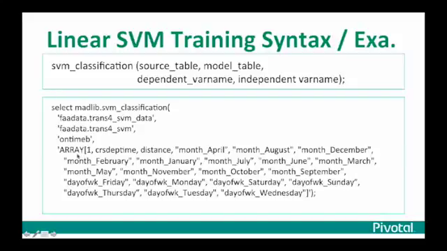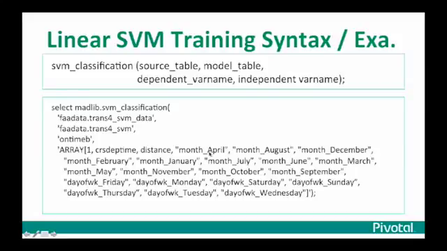Note that the variable list, or the independent variable list, uses an array. This may differ slightly from how you specify variable list in other MADlib algorithms. Also note the dummy variables such as month_April. And note that these dummy variables have double quotes surrounding each column name.